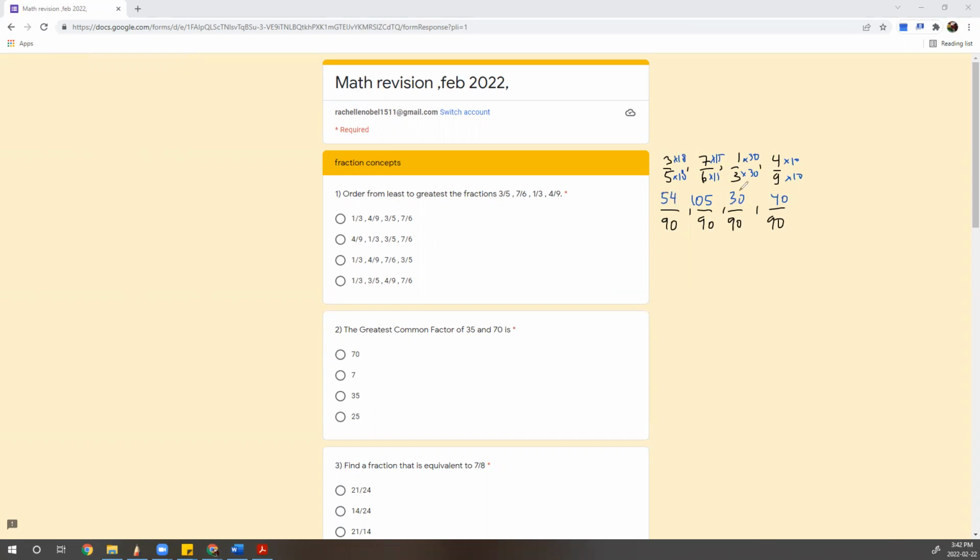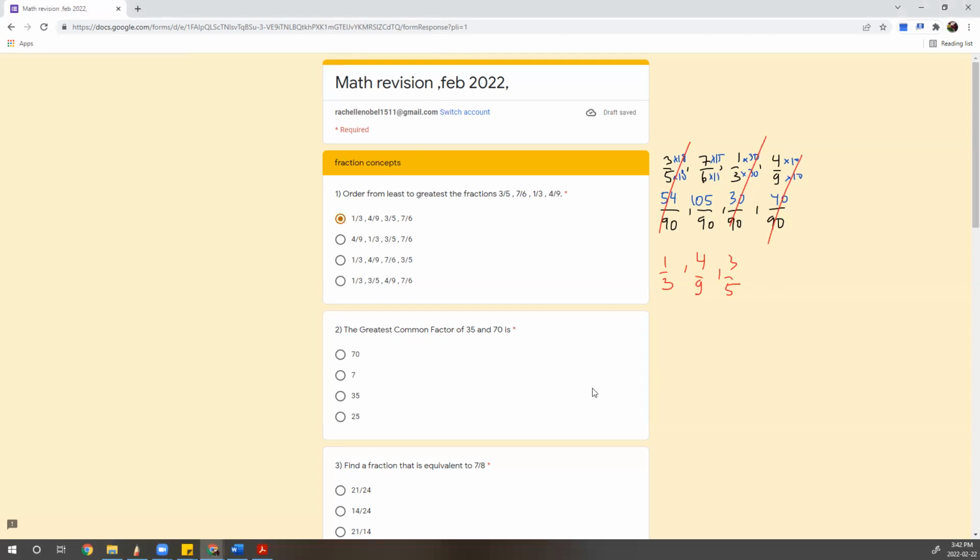So the smallest is supposed to be 1/3, right? Because this is the smallest number. So 1/3 is in front. This is 1/3 first. Okay, you can cross it out. And compare the others, the next smaller, 4/9. Okay, we get 4/9. And then, okay, we still have two possibilities. One more, 54, right? So 3/5. Okay, so the last one will be 7/6. We get the answer.